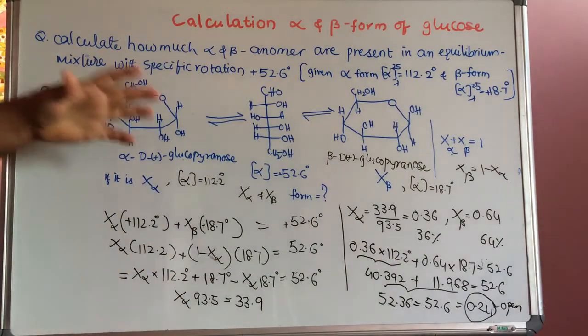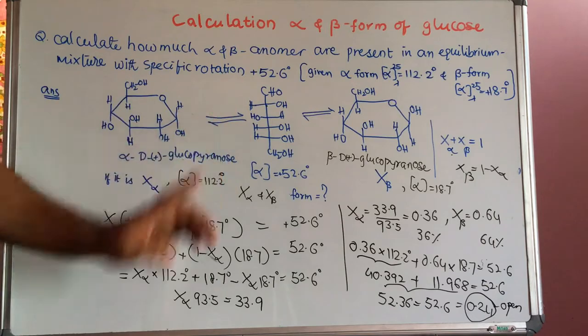So this is clear information about the alpha and beta forms at equilibrium mixture.